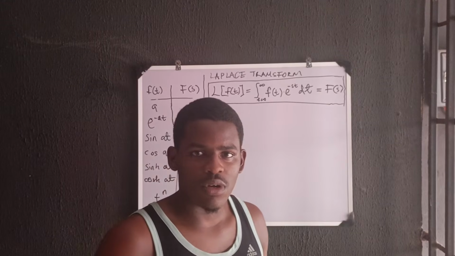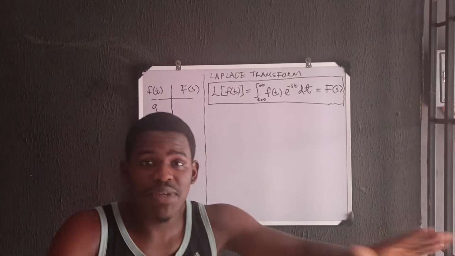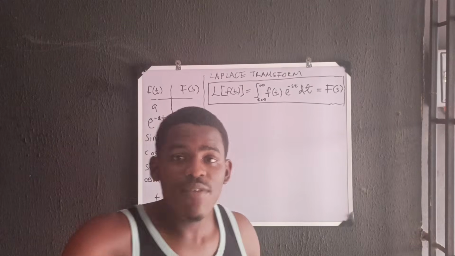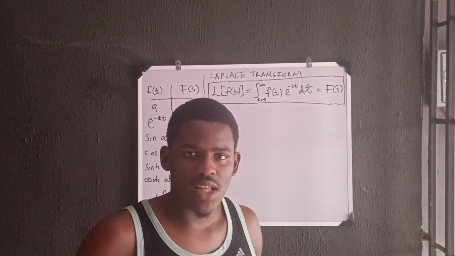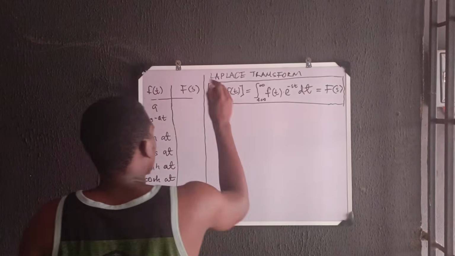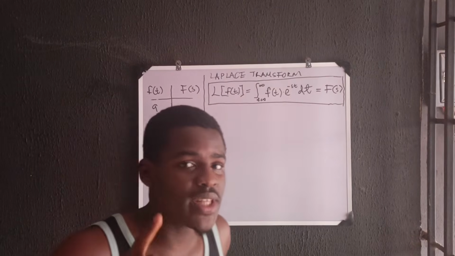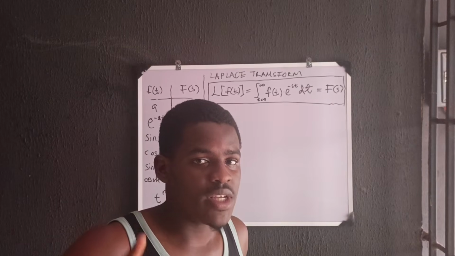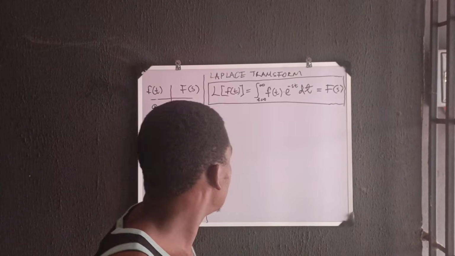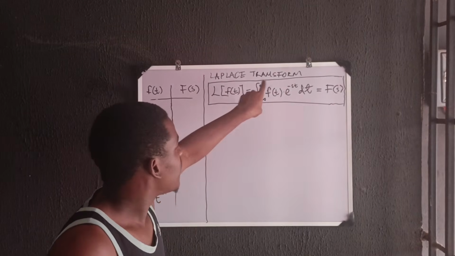So let's move forward. Now, this is the basic formula for Laplace transform. And if you understand it, you understand Laplace transform. So what is that formula? Laplace transform of f of t. Anything we want to take its Laplace transform of is called f of t. So Laplace transform of f of t is equal to what?